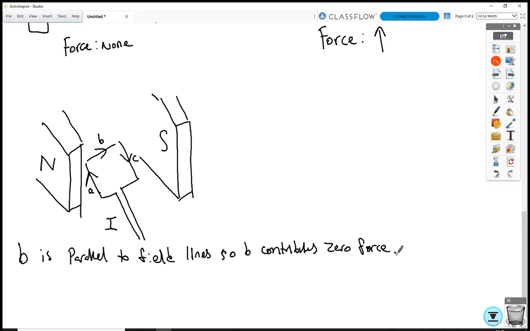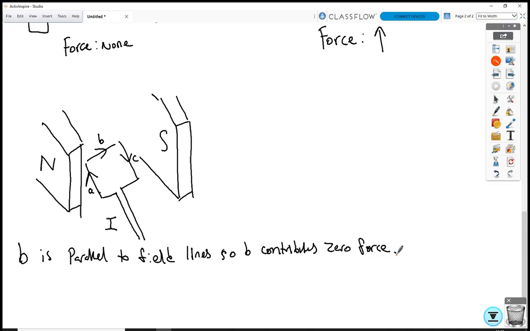Now we have to look at what A and C do. If we look at A and C, we're going to have our index finger pointing from north pole to south pole. Then we have to rotate our hand so that A kind of looks like it's pointing into the paper. If we did that, we can see that the force at A is down. Then we do the same thing at C, and we can see that the force at C is up.